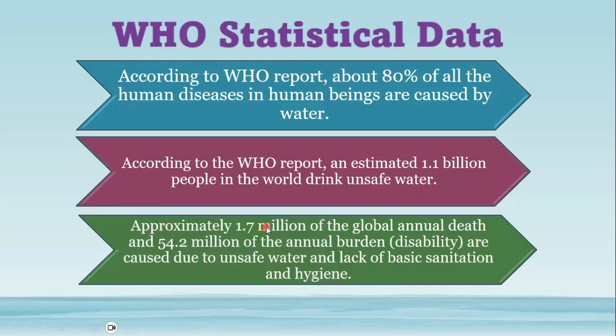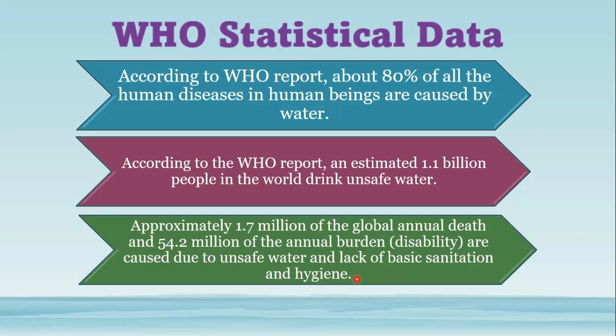Next, approximately 1.7 million global annual deaths and 54.2 million of the annual burden of disability are caused by unsafe water and lack of basic sanitation and hygiene. Global annual death is almost 1.7 million. So 1.7 million people die every year because of water contamination, and there is disability because the water is contaminated.